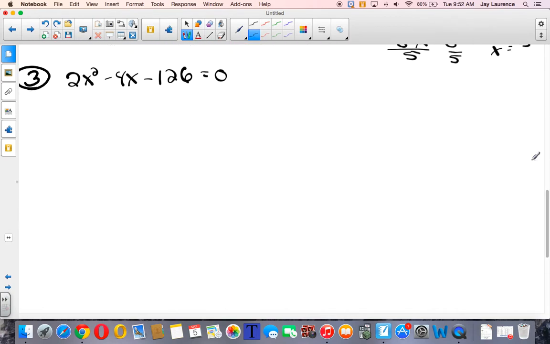All right, number 3. I don't see perfect squares, but I do see a GCF. I see it too. I'm going to pull the 2 out. I'll get x squared minus 2x minus 63. Now, this is not a perfect square trinomial, so I'm going to list the factors of 63.